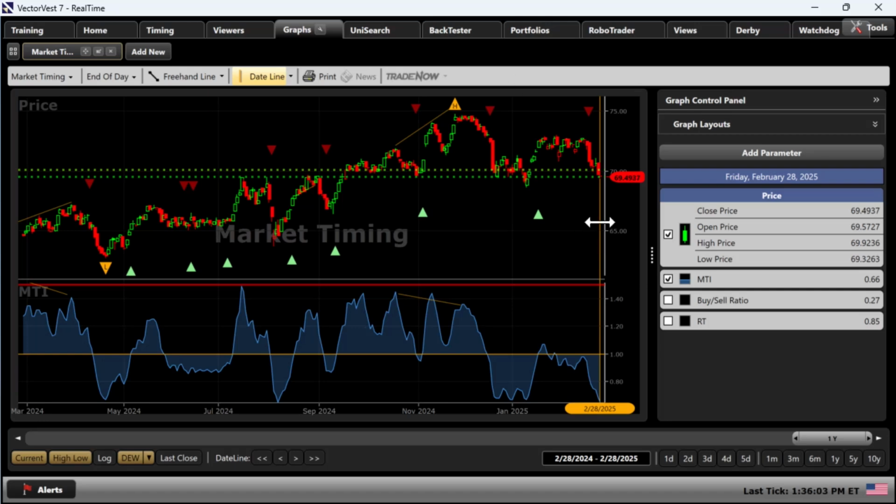This is the reason why I wanted to put the MTI on your radar if you're not already utilizing this for market success. This is a great, simple tool to stay on the right side of the market, give you better opportunities to be profitable going forward, especially with heightened market volatility that we are seeing.